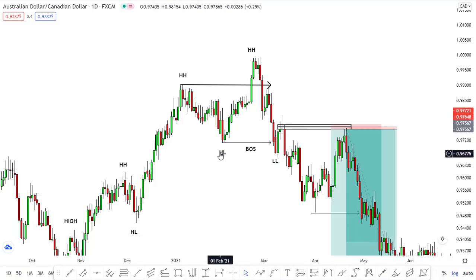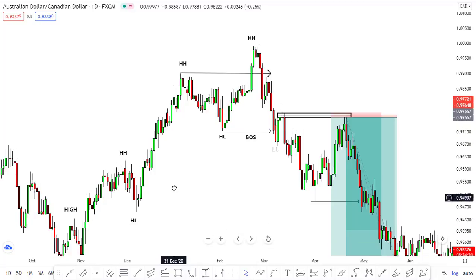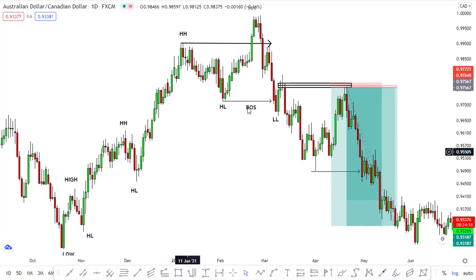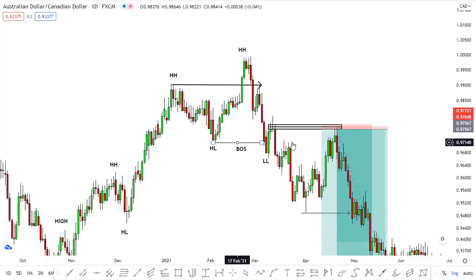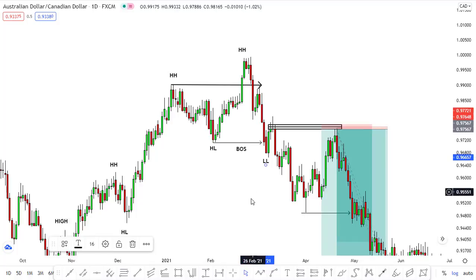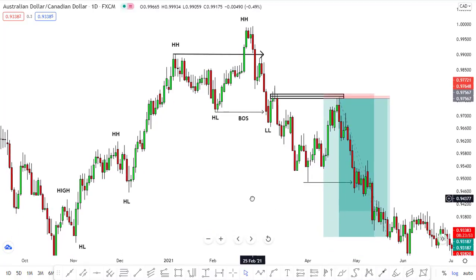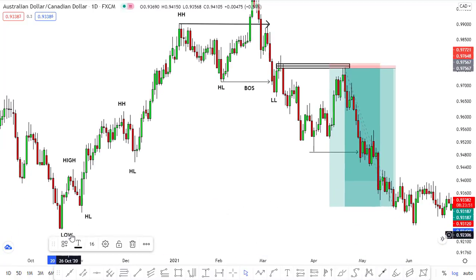So here is the first change in the market structure. As you can see, we had multiple higher lows in the market, but at this point price broke below this major low and created a lower low, and that is a confirmation for short entries in this chart. So this is the first reason, and we call it a break of structure, or BOS. The first reason is market structure.